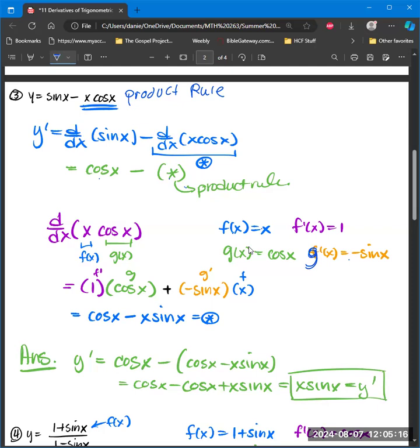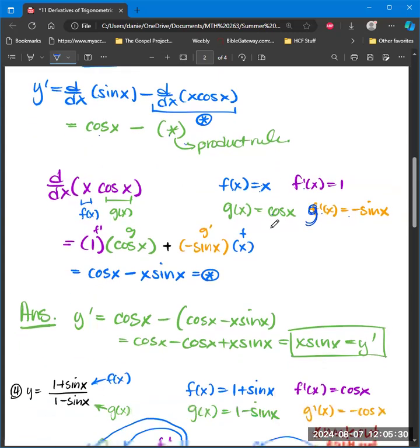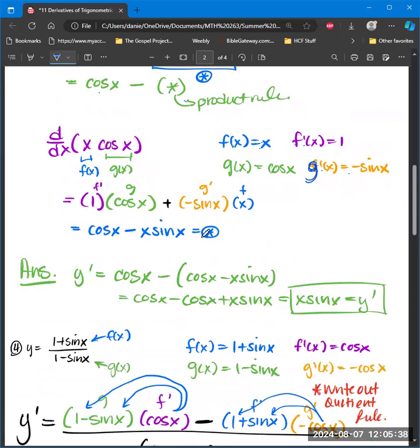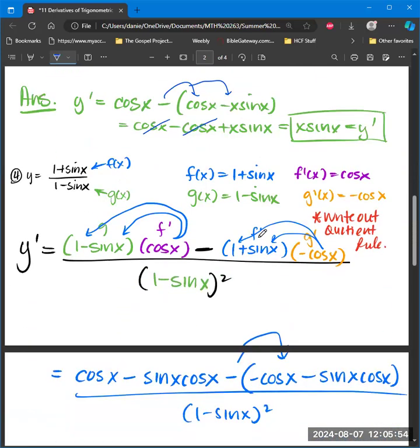So that's fine. That's going to be 1 times cosine plus v prime u, like that. So this is going to be cosine minus x sine. That's going to go back in place of the star here. So we have cosine of x minus this quantity, cosine of x minus x sine x. We distribute that negative there. That's a negative cosine plus x sine x. These cancel each other out, and we get x sine x is equal to y prime.